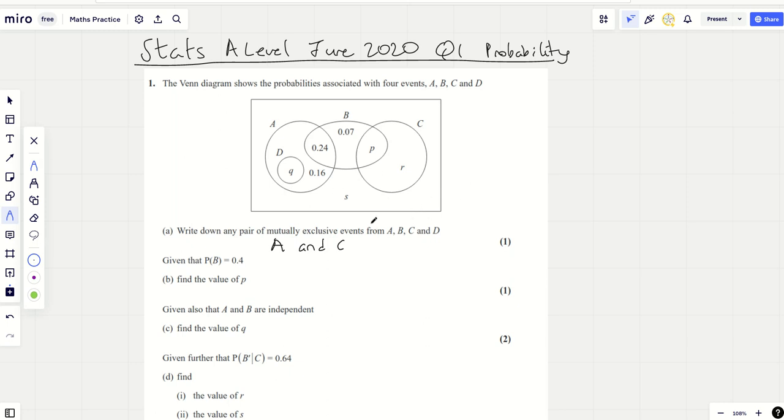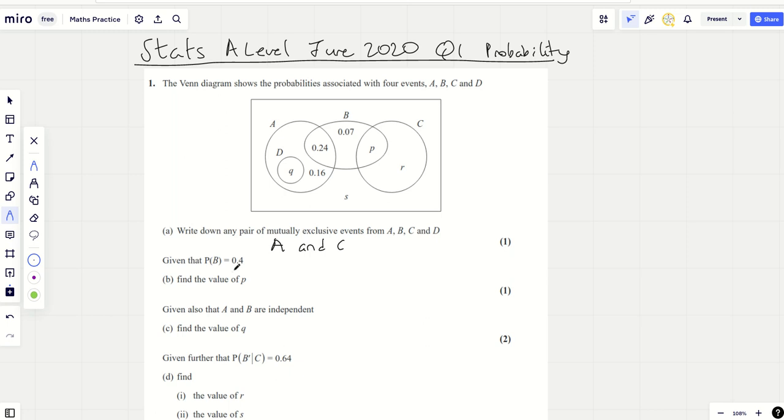What else could we have had there? D and C, because D and C don't overlap. Or D and B. Yeah, as long as there's no overlap, they'll be mutually exclusive. So there's lots of choices there. So that's quite a nice little start, and that's what I mean. You can make it gentle at the start but get harder at the end.